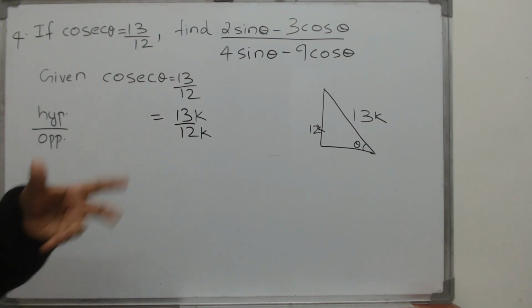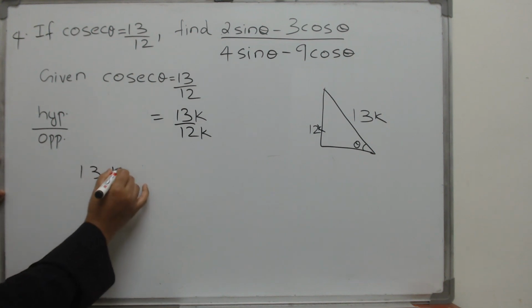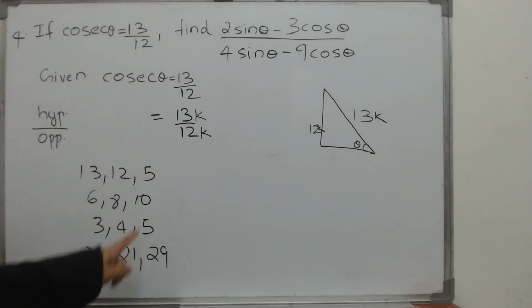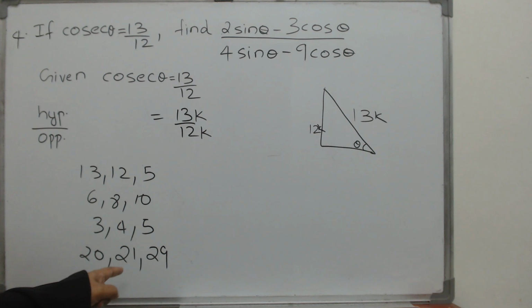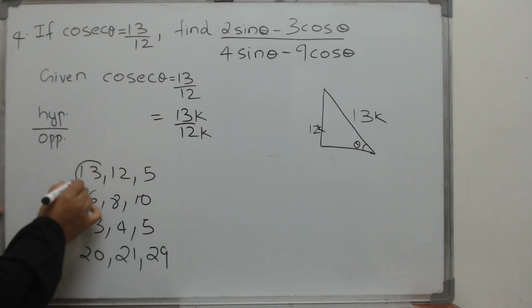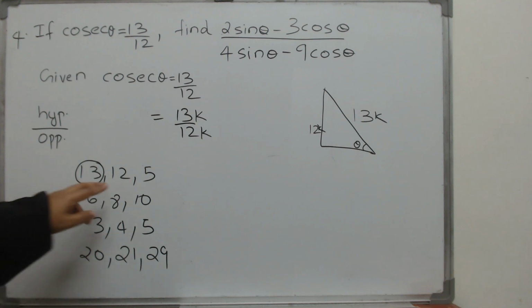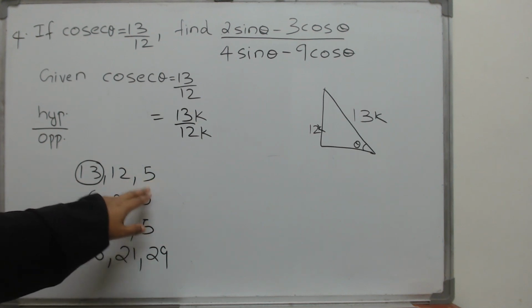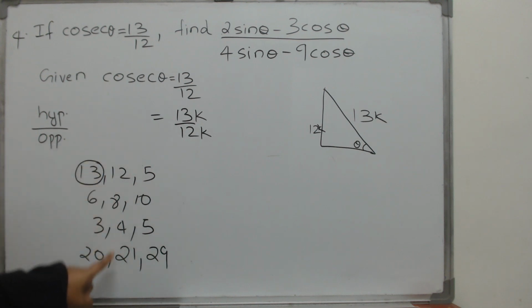What are they? They are three numbers which will follow the Pythagoras theorem. For example, 13, 12 and 5. Remember such groups of numbers. These are numbers in such a way that the greatest of them will be the hypotenuse, because the hypotenuse is always the largest side. So if you square the smaller two numbers, you will get the square of the greater number. So that will be your hypotenuse. Such numbers are known as Pythagorean triplets.